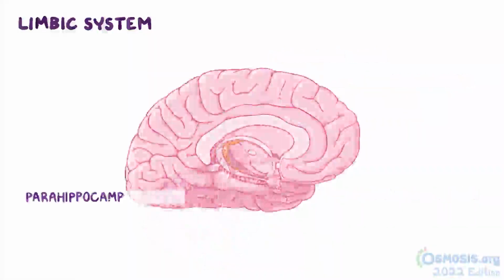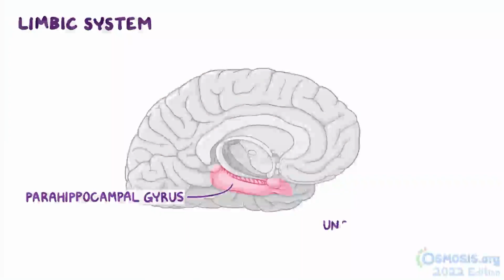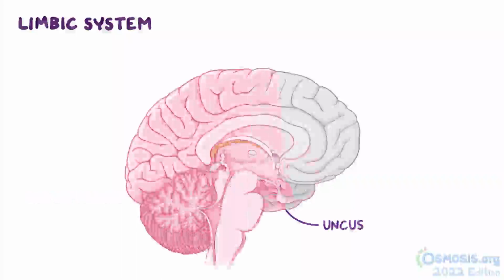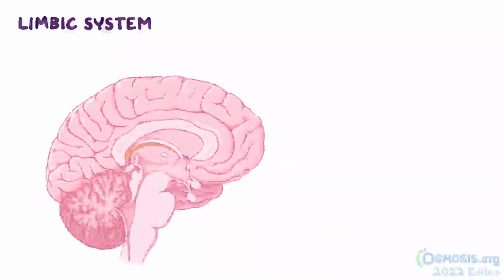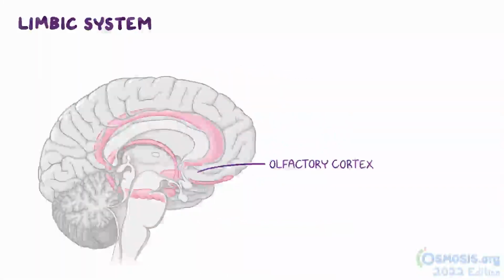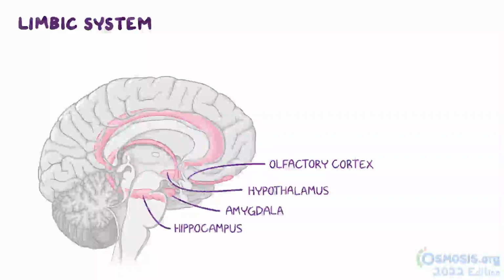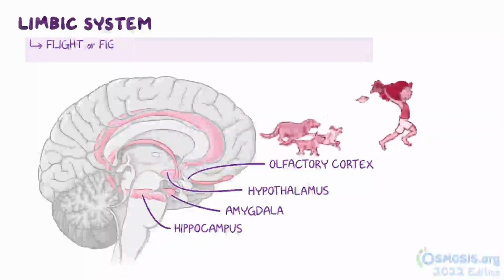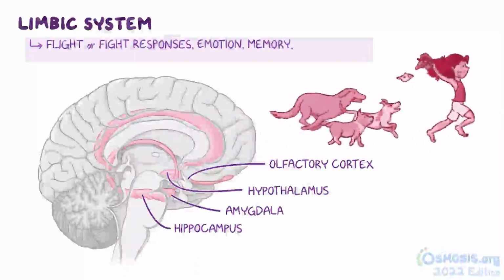The parahippocampal gyrus, which is part of the medial temporal lobe, lies rostral to the lingual gyrus of the occipital lobe and ends rostrally as the uncus, also a component of the limbic system. These cortical structures, along with the olfactory cortex, the amygdala, the hypothalamus, and the hippocampus, constitute the major structures of the limbic system. They're responsible for functions related to the preservation of the species, such as fight or flight responses, emotion, memory, and reproductive, endocrine, and other behavioral responses.